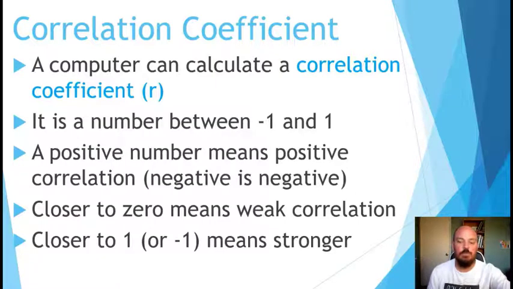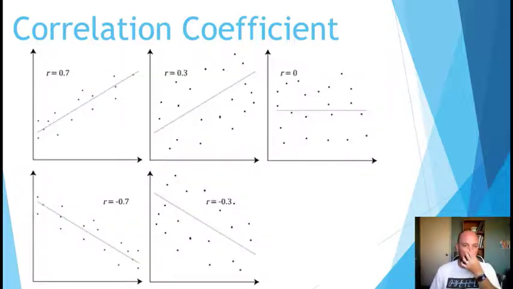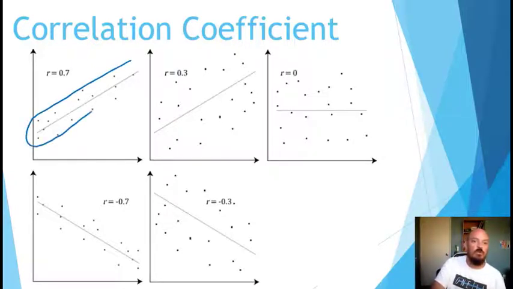So here's some examples for you. The first one up there on the top left says R equals positive 0.7. And it's positive because you can see those points are moving up. Now 0.7 is a pretty big number. You know, it's not 0.9 or 0.99, but it's pretty big. It's pretty close to 1. That's why you have pretty strong correlation here. All the points are clustered in that little circle right there.